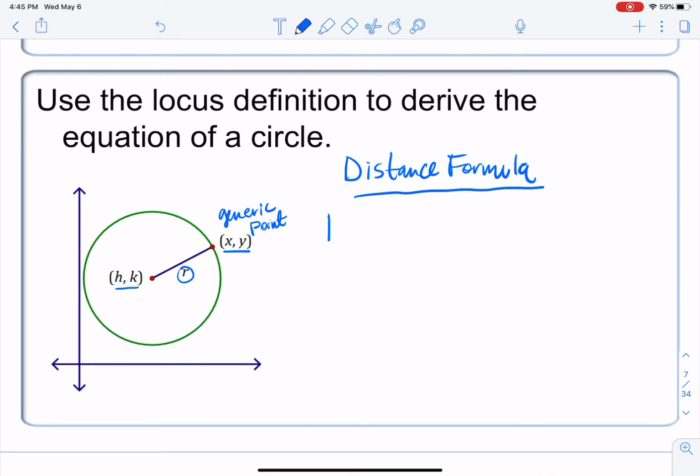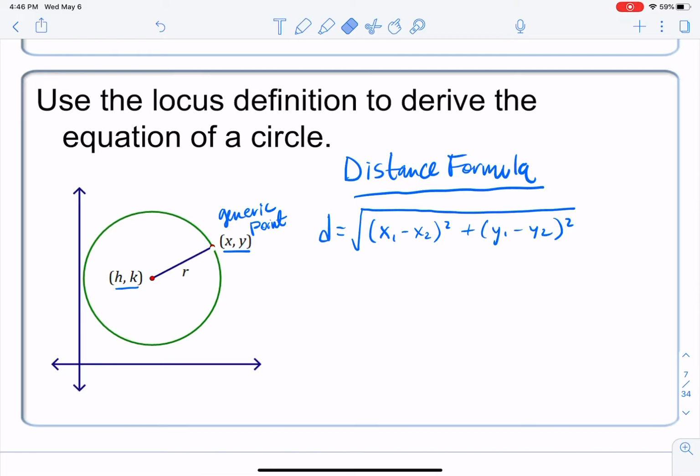Reviewing that, the distance formula goes like this. The distance between any two points is equal to the square root of the difference of the x's, x1 minus x2, squared, plus the difference of the y's, y1 minus y2, also squared. And remember where it came from. We proved this, we derived this earlier this year. Where it came from was the Pythagorean theorem.